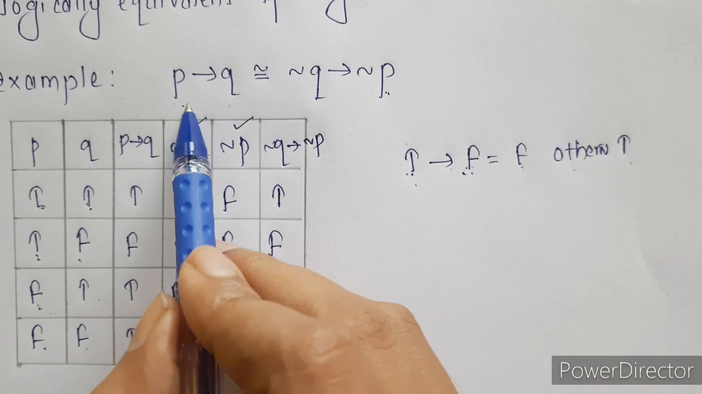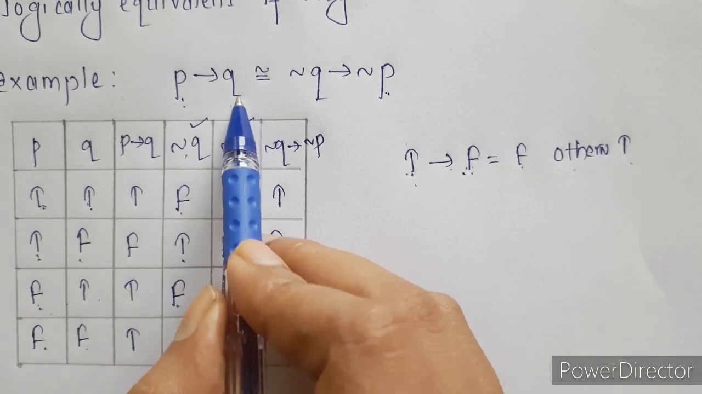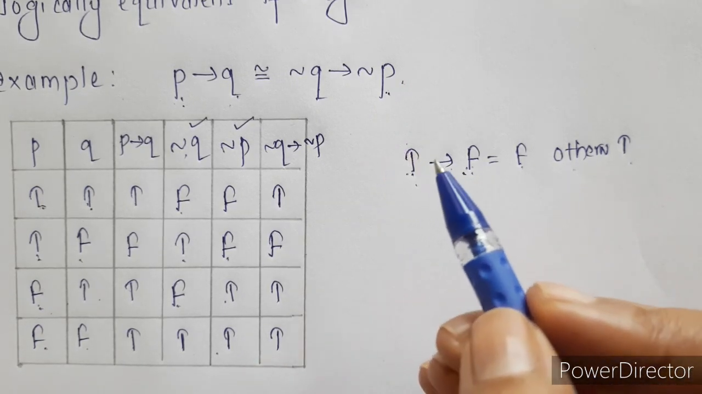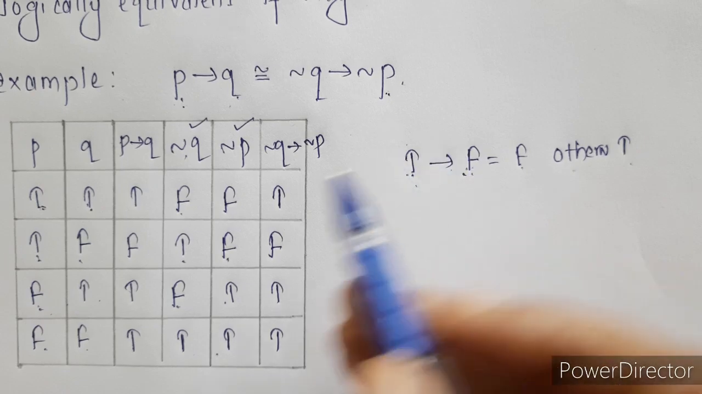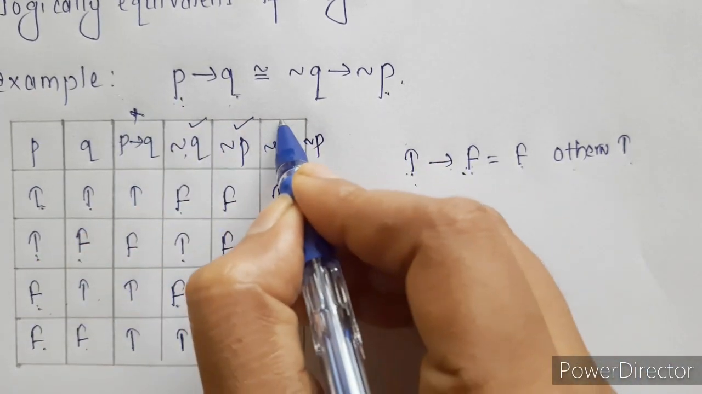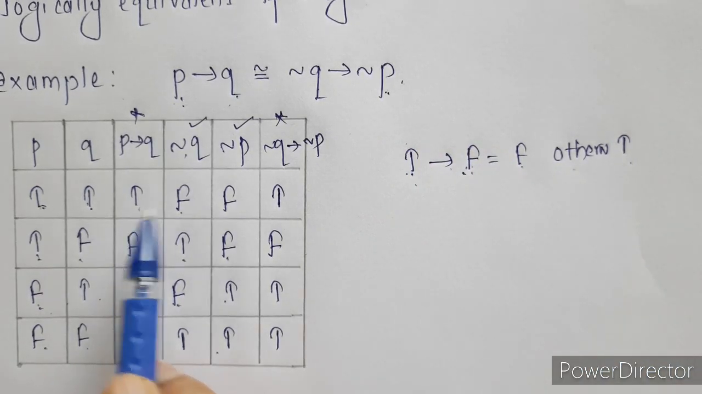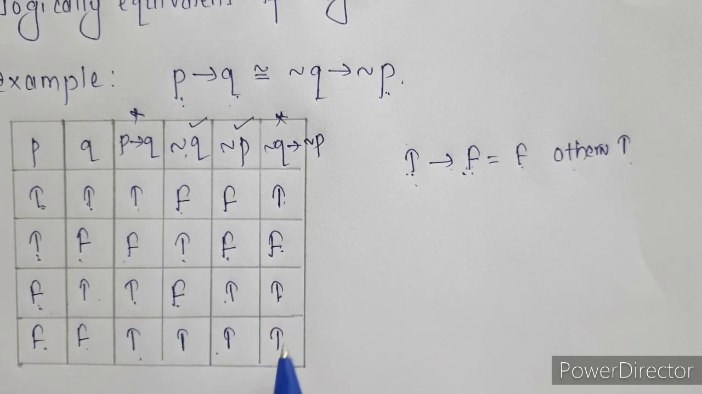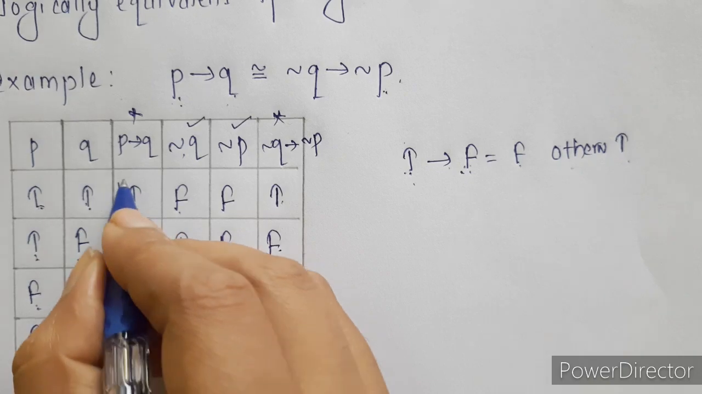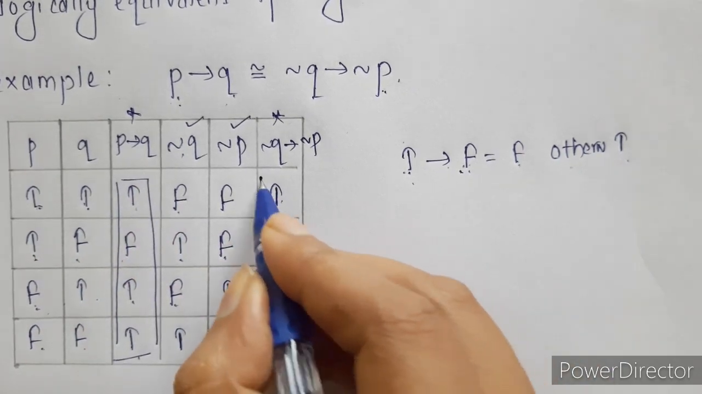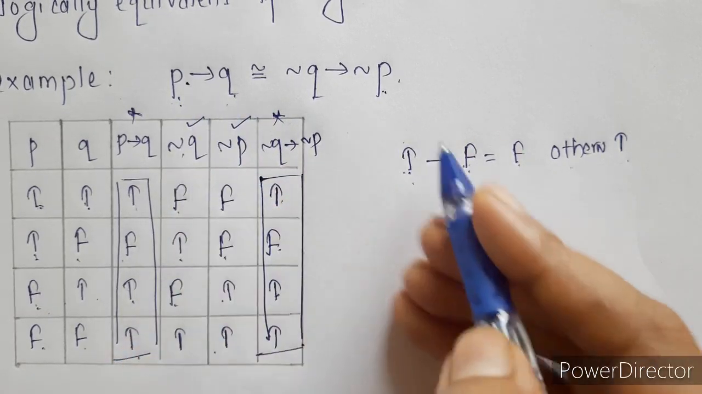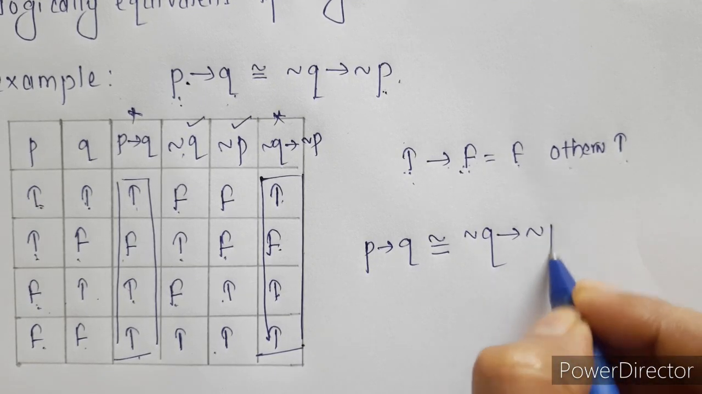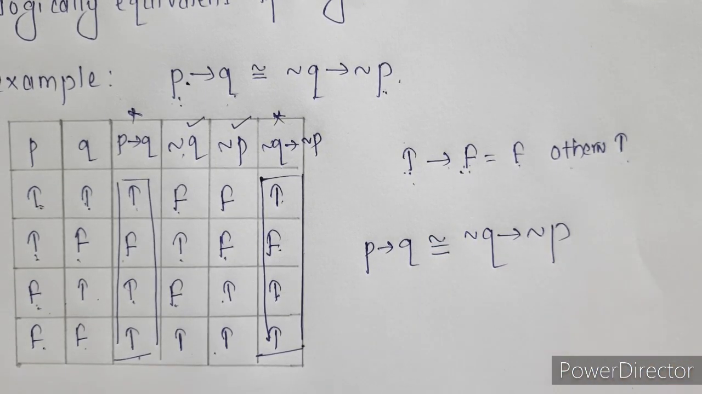Okay. Now we have to compare the truth table of this and this, and if the final statements are equal, then only we can say both are equivalent, or we can say both are logically equivalent. So we have to compare this column with this column. In the first case both are true, second case both are false, third case again both are true, and fourth case again both are true. Now since this column is equal to this column, we can say P implies Q is equivalent to negation of Q implies negation of P. This is the symbol for equivalence.